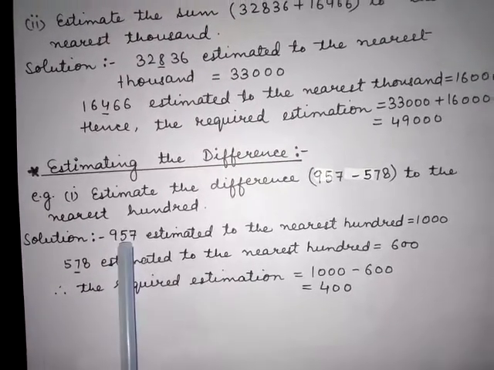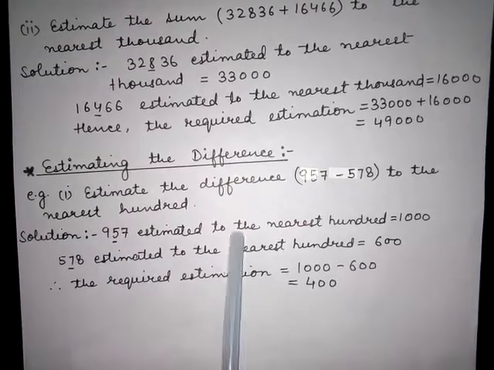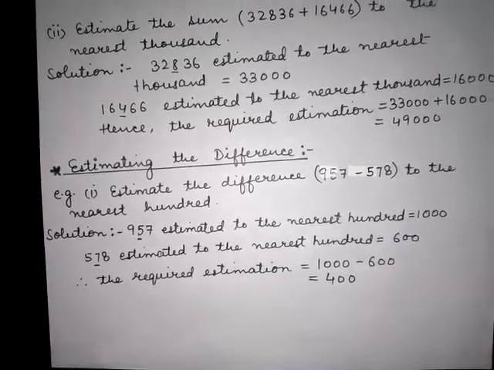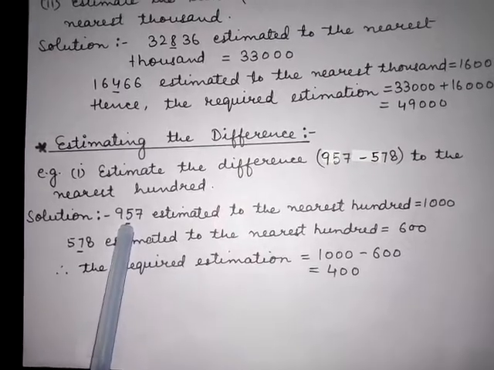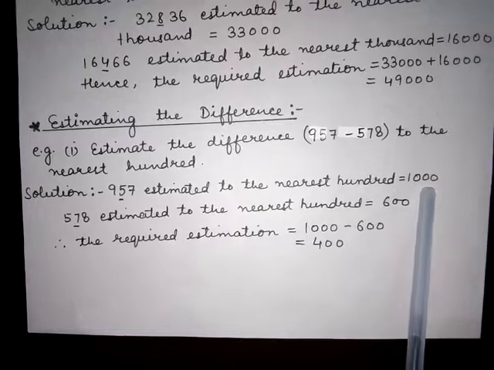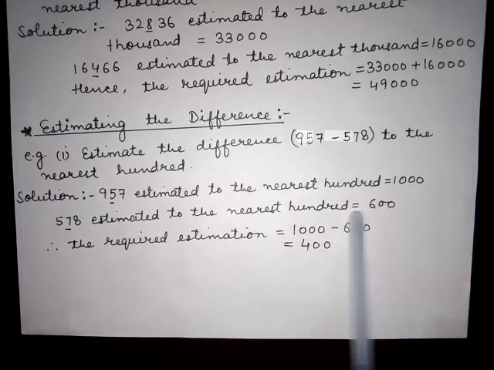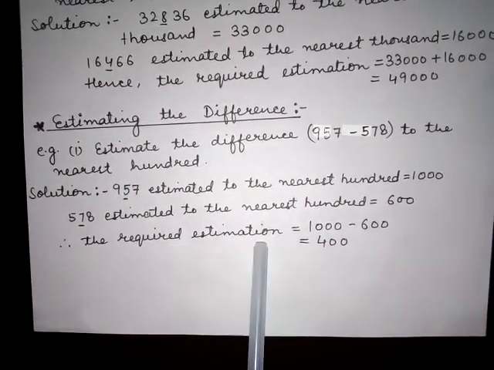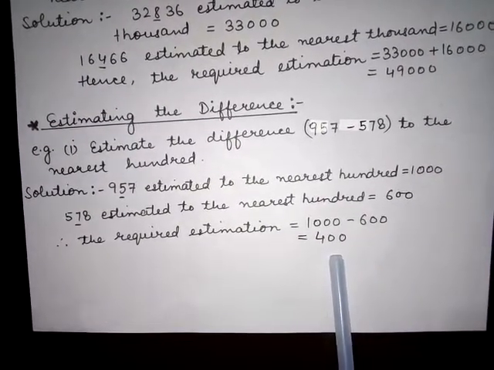So first we will individually round these numbers to the nearest 100. So 957 is estimated to the nearest 100, which is equal to 1000. Why? Because at the tens place 5 is there, so we have to add 1 to the hundreds digit. Therefore it is rounded to 1000. And 578 estimated to the nearest 100 is equal to 600. So we have to find the difference. Therefore the required estimation equals 1000 minus 600, which is equal to 400.